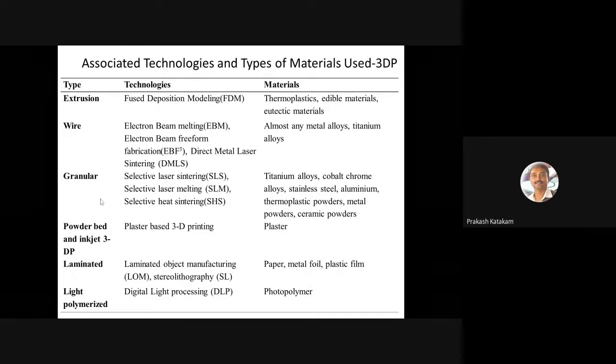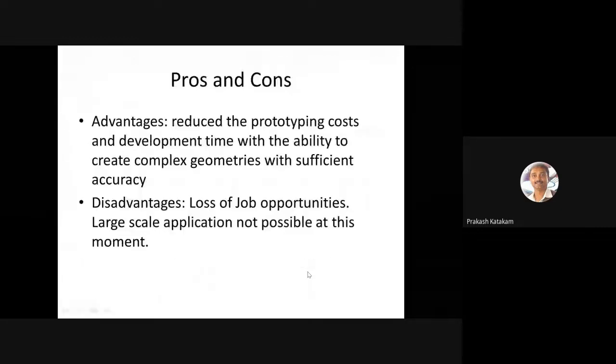If the material is granular in nature, and we have titanium alloys, cobalt, stainless steel, aluminum, these are the materials that could be used. And we have plaster-based 3D printing also. For that, the materials are plaster. Laminated object manufacturing, we use paper, metal foil, or plastic film. In DLP processing, which is also called SLA, we use photopolymers like polymethyl methacrylate.